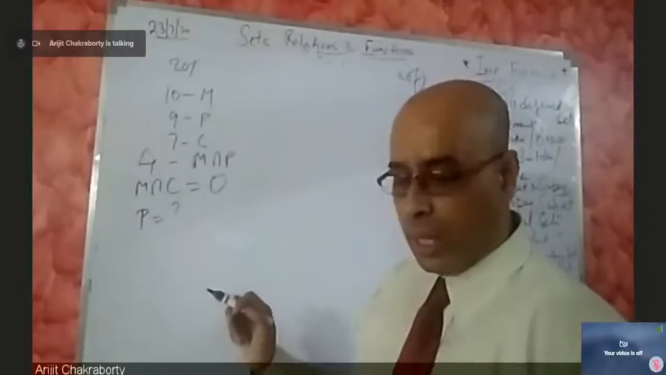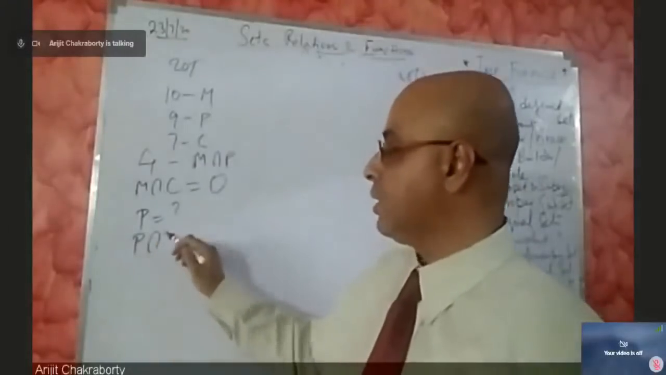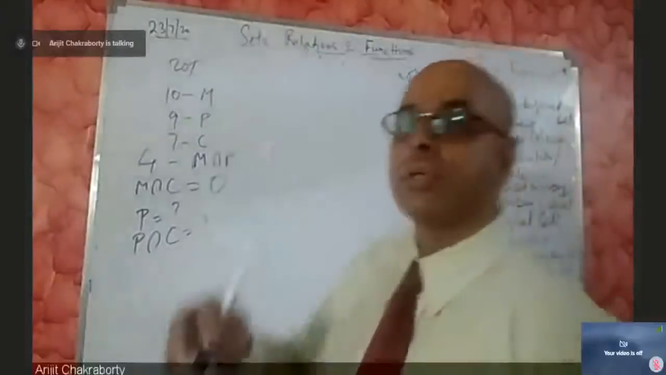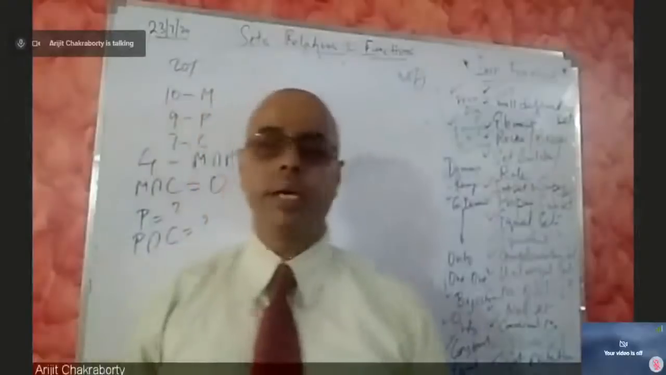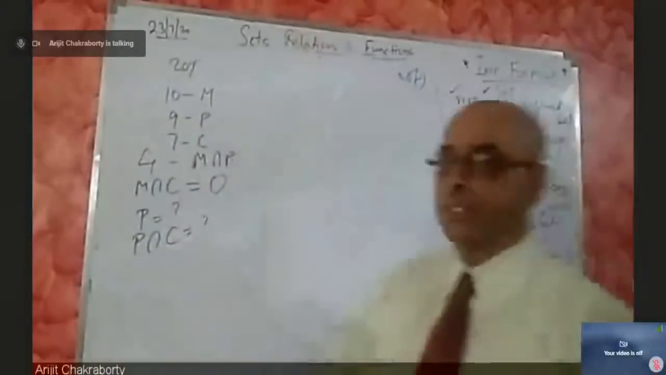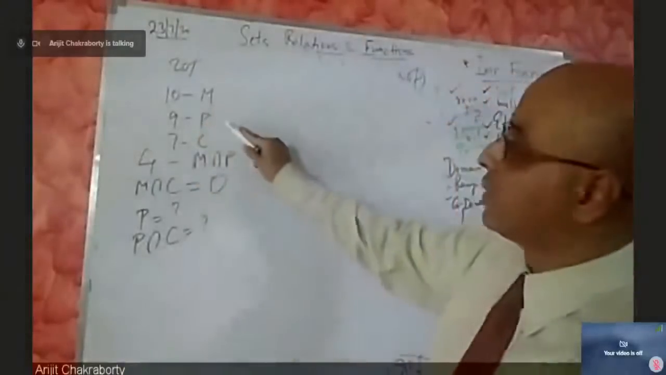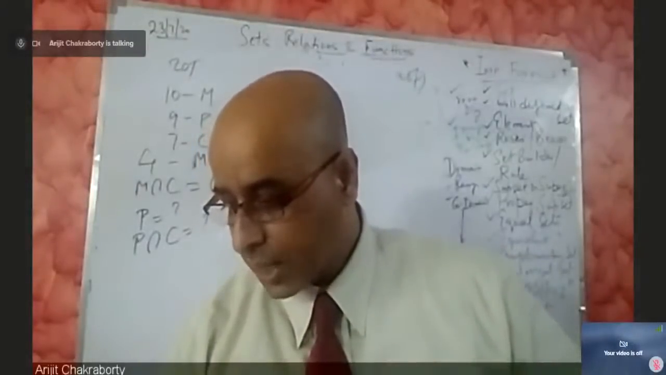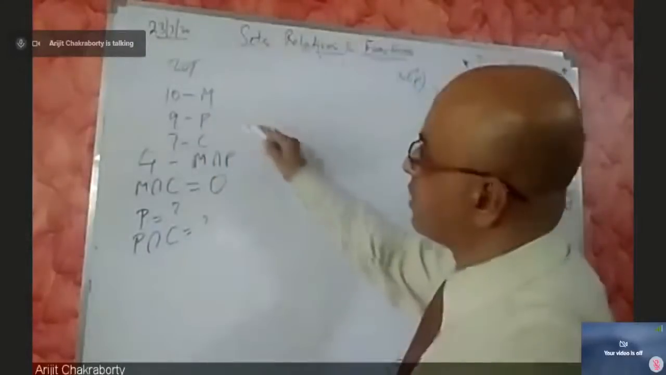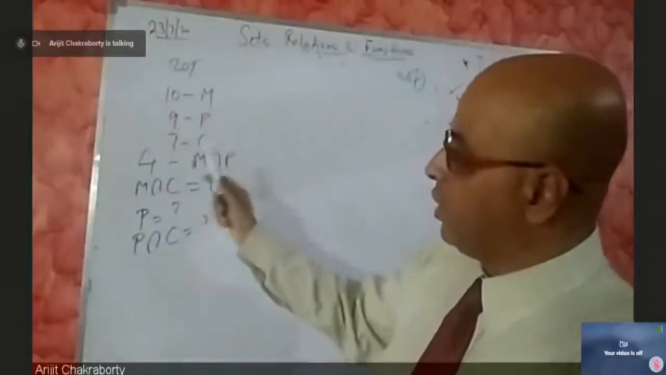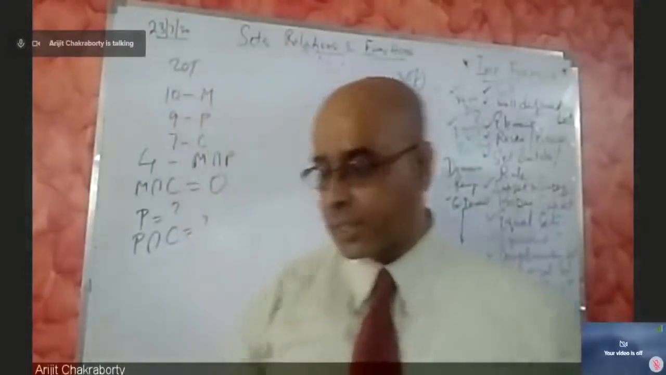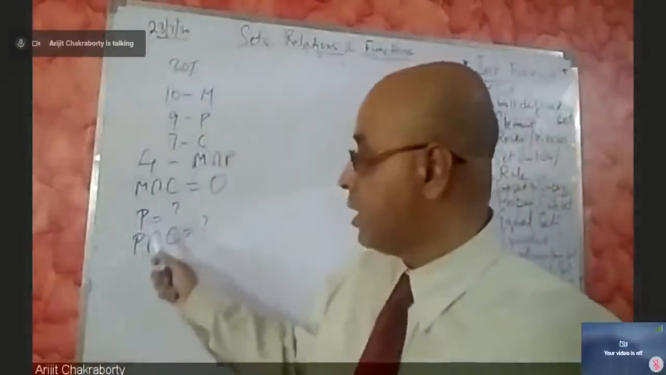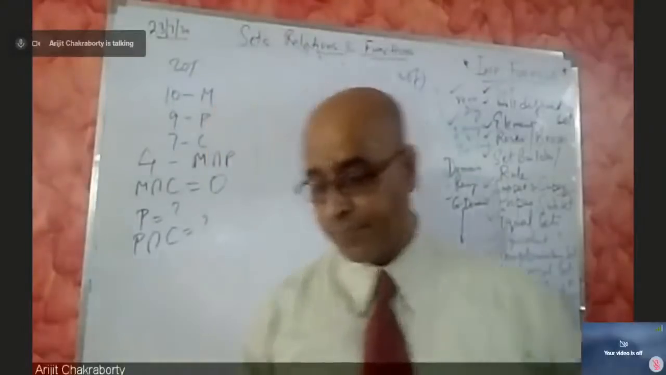So only physics is how much? And how many teach chemistry and physics? So P intersection C is what? Let's see the question once again. 20 teachers, so that gives you the size of the universal set, 20. 10 are teaching mathematics, 9 teach physics and 7 teach chemistry. 4 of them are teaching both mathematics and physics, but nobody is teaching mathematics and chemistry. We have to find out how many teach only physics and how many are teaching both physics and chemistry.